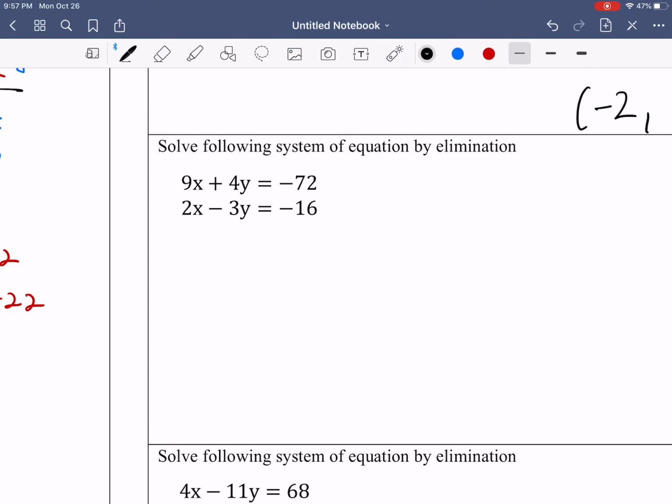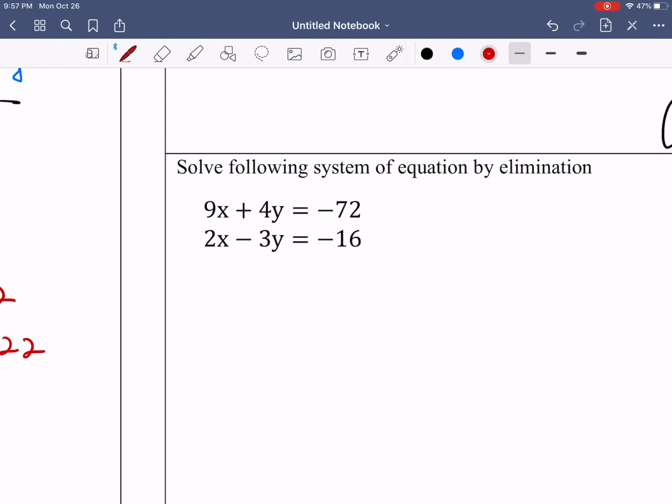Now let's do this one together. Now we have 9x and 4y, and here we have 2x and negative 3y. It's up to you. You wanna match up x and do it, or y and do it. But this time again, I will match up with x, okay? Now, no matter what you multiply with 2, you're not gonna get 9 unless you multiply a fraction, like 4.5, but nobody wants to deal with fractions.